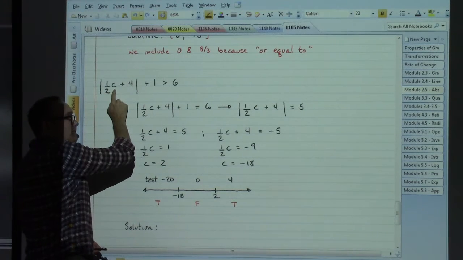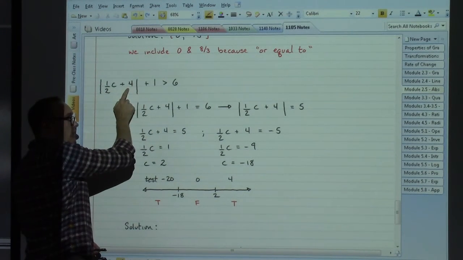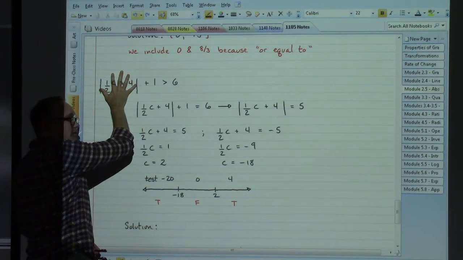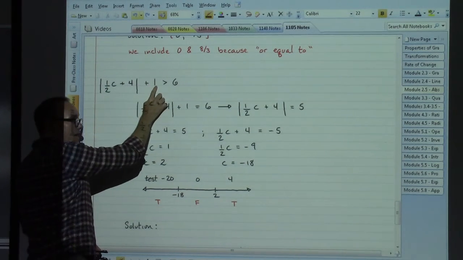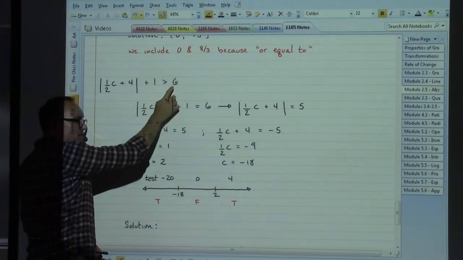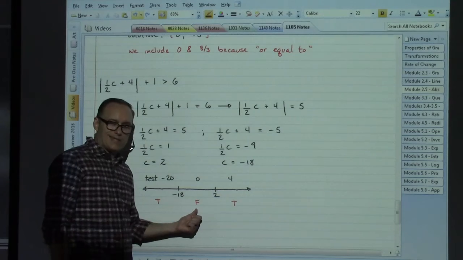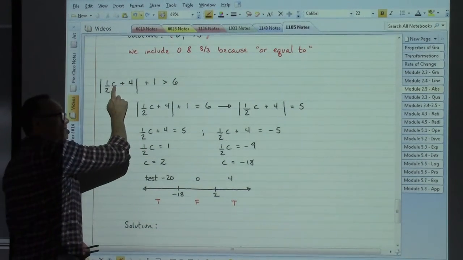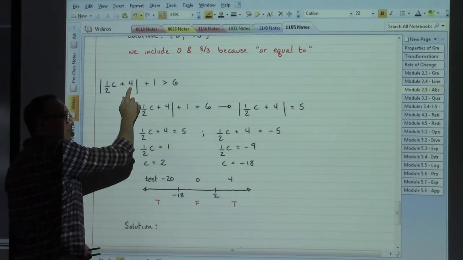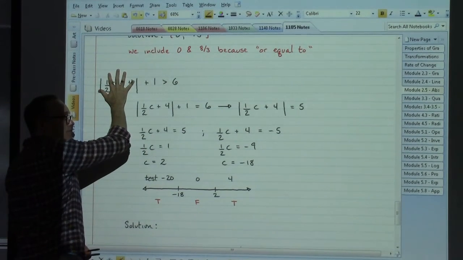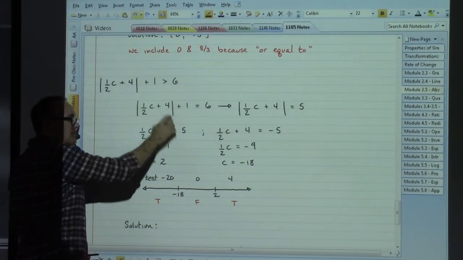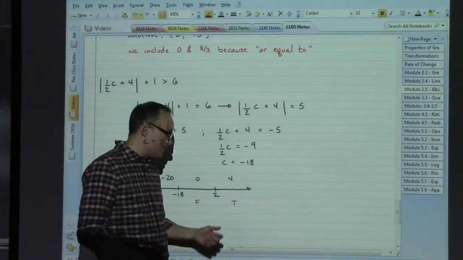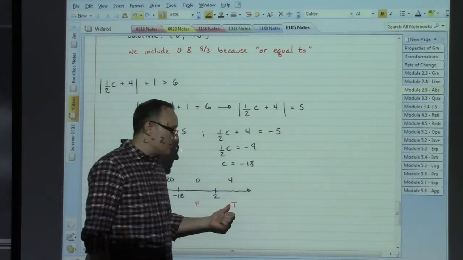Test out the 0. 1/2 times 0 is 0. 0 plus 4 is 4. The absolute value of 4 is 4. 4 plus 1 is 5. 5 greater than 6. True or false? Sucker's false. Plug in the 4. 4 times 1/2 is 2. 2 plus 4 is 6. The absolute value of 6 is 6. 6 plus 1 is 7. 7 is greater than 6, just like it was before. So that is also still true.